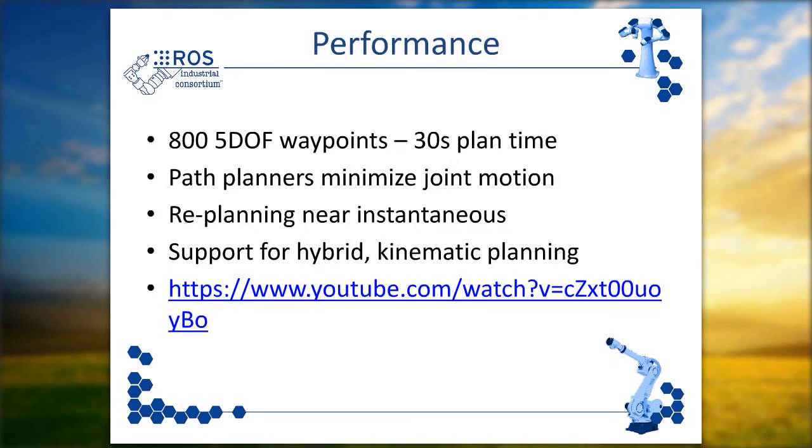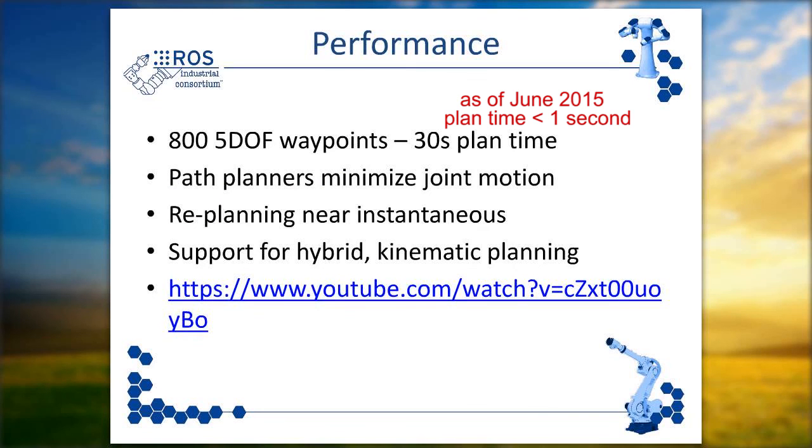Given this first application that we tried, we've been able to achieve 800 5-degree of freedom waypoints planning in 30 seconds, which is good for this application. It's an offline planning application, so there was no real-time requirement. And it's a reasonably complex path, which moves in full 3D space with large orientation changes. So we're proud of that performance. We think we can do better, but we're proud of it as it stands.